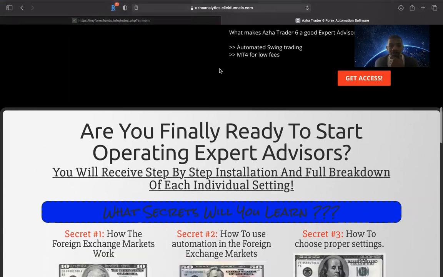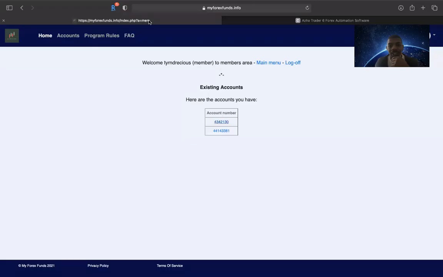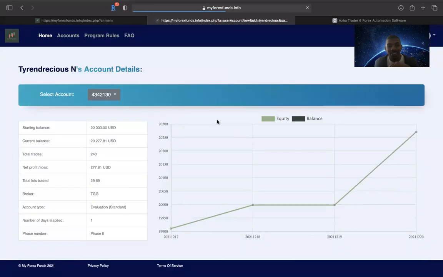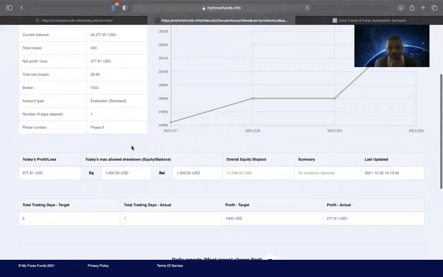So, yeah, that was just an update. Like I said, y'all see everything going so smoothly. Right here, as you can see, already on pass, current balance, and one day, guys. And the highest my drawdown got to was, I want to say, about $100 to $150.